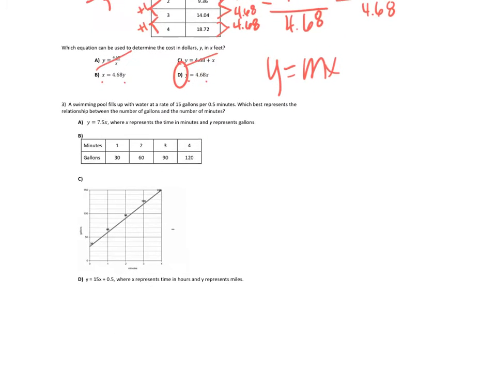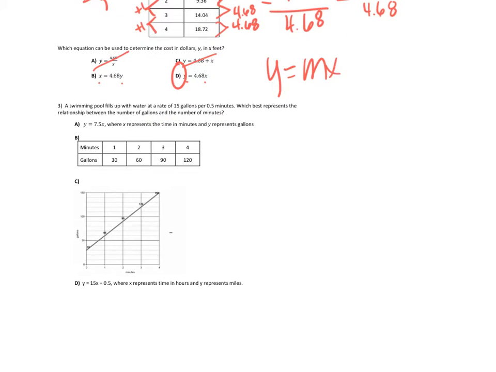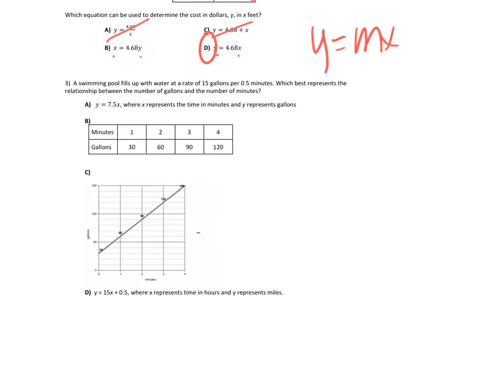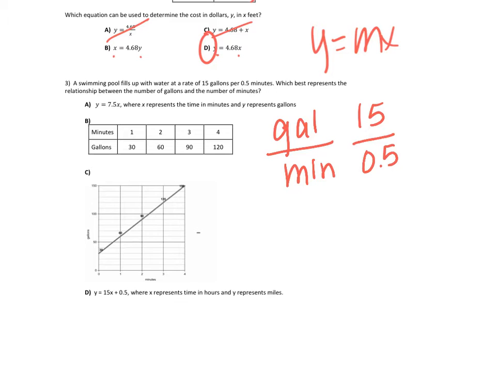Okay, number 3. A swimming pool fills up with water at a rate of 15 gallons per 5 minutes, which best represents the relationship in the number of gallons per minute. So gallons per minute. So we're saying that it's 15 gallons for 0.5 minutes. So really we're wanting gallon per minute, right? So let's just scale up to 1. So that's times 2. So 15 times 2 is 30. So it's really 30 gallons per minute.